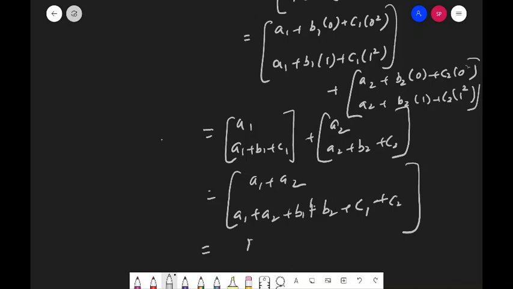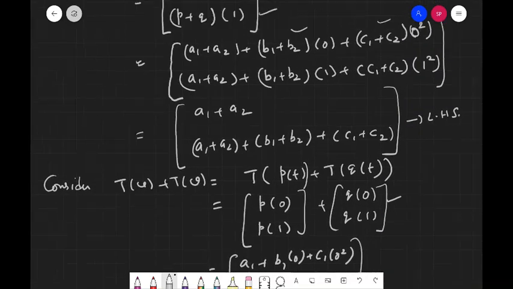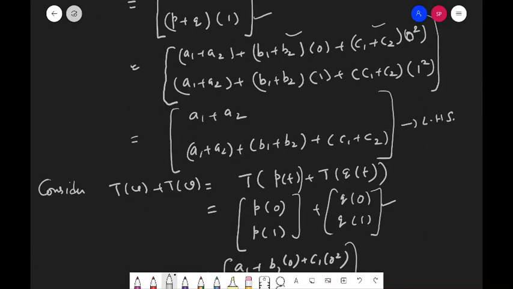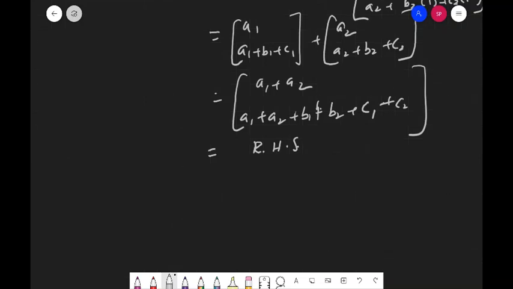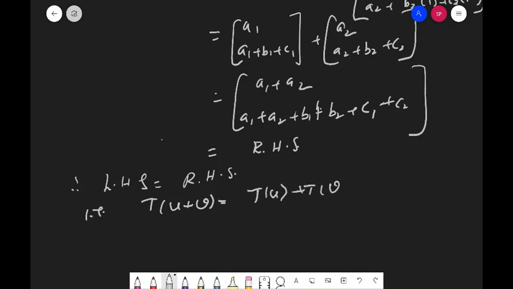This is RHS, and we can observe here whatever you got in LHS, these both are the same. Therefore, LHS is equal to RHS, that is T of U plus V is equal to T of U plus T of V. Now we have to prove the second one.